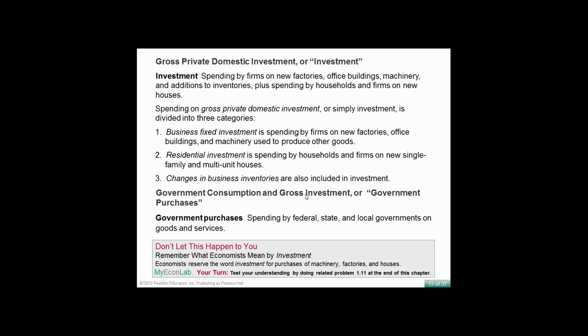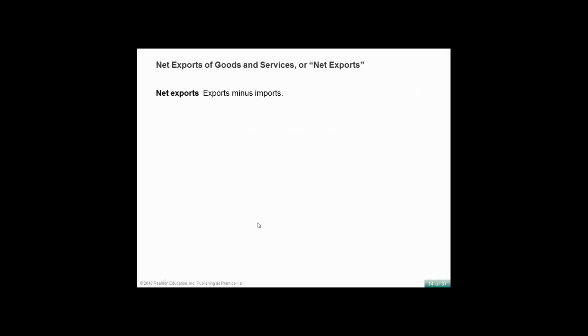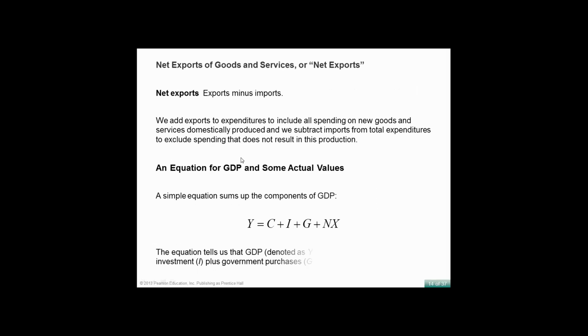Government consumption, or gross investment, or government purchases, is spending by the federal, local, and state governments on goods and services. And then the final category is net exports, which is exports minus imports. This is currently a negative number for the United States because we are importing more than we are exporting. We add exports to expenditures to include all spending on new goods and services domestically produced, and we subtract imports from total expenditures to exclude spending that does not result in this production.